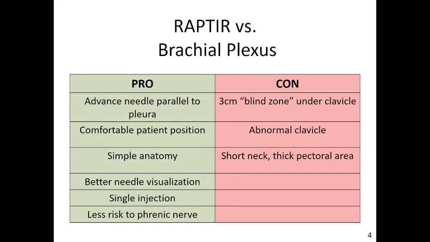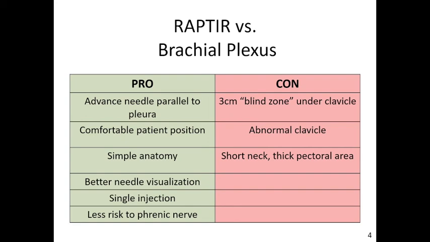The downsides to the RAPTIR approach is that there is about a 3 centimeter blind zone for which you are advancing the needle underneath the clavicle and are unable to visualize the needle during this time given the shadowing of the clavicle. Certain anatomic variants may make this block more difficult.